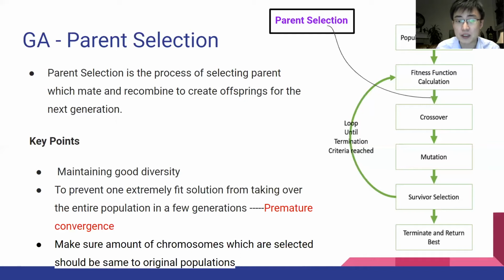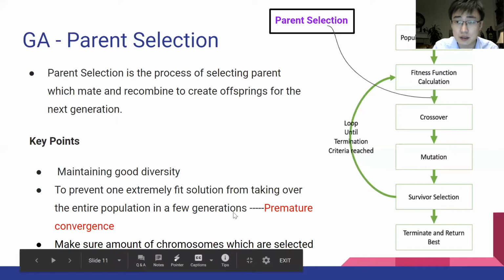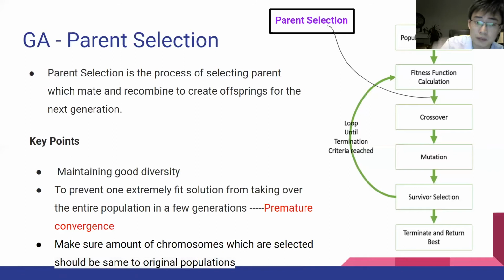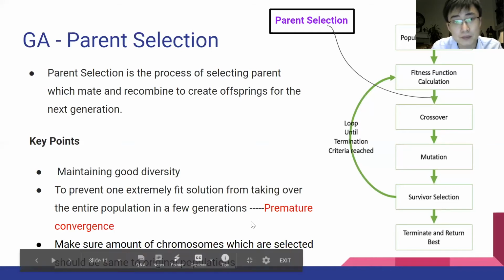The last one is to make sure the number of chromosomes selected is equal to the original size of the population. What does that mean? For example, at the beginning, you set up 10 chromosomes in the population. After the parent selection, you also have to select 10 chromosomes. The amount should be the same.